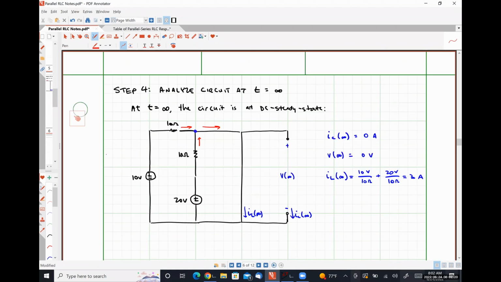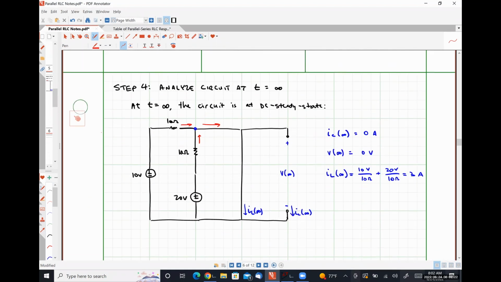And we finished up with step 4, where we analyzed the circuit at t equals infinity. At t equals infinity, the circuit was at DC steady state, so we replaced our inductor with its DC steady state equivalent, a short circuit. We replaced our capacitor with its DC steady state equivalent, an open circuit, and again determined the values for the inductor and capacitor currents as well as the voltage.